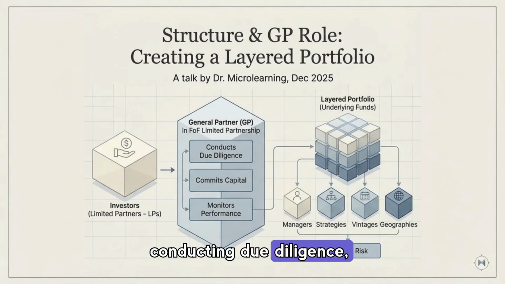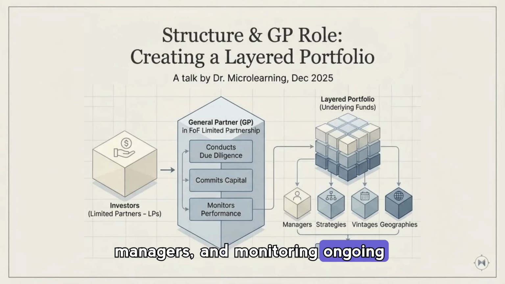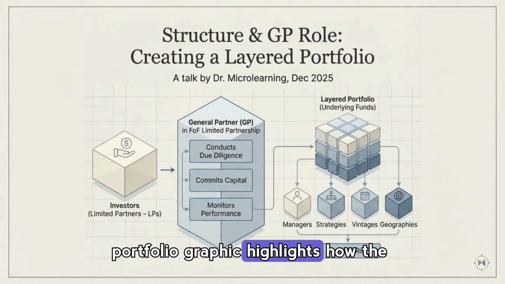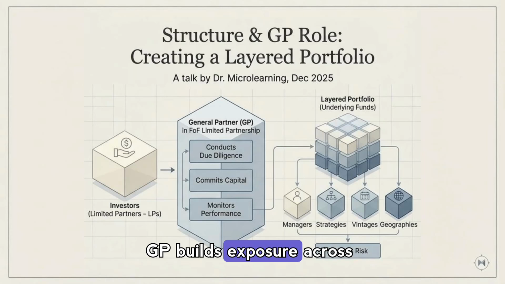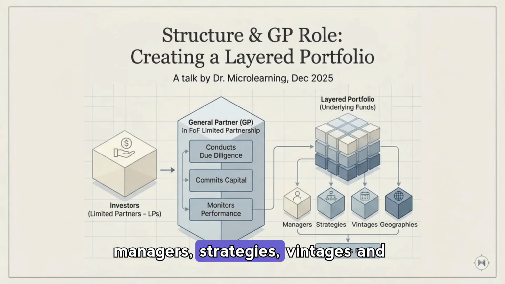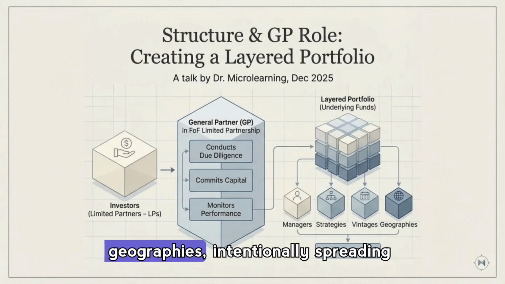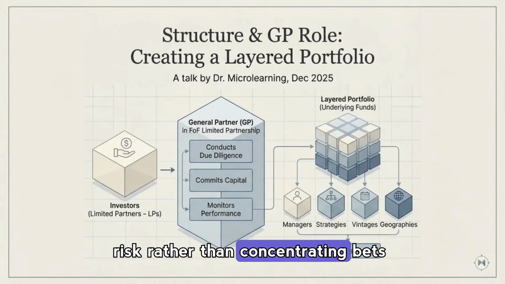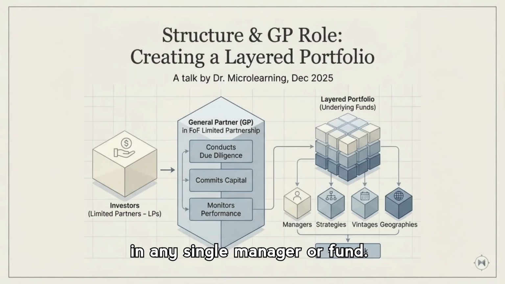When investors commit capital to a fund of funds, the general partner acts as the active manager, conducting due diligence, committing capital to chosen managers, and monitoring ongoing performance. The slide's layered portfolio graphic highlights how the GP builds exposure across managers, strategies, vintages, and geographies, intentionally spreading risk rather than concentrating bets in any single manager or fund.